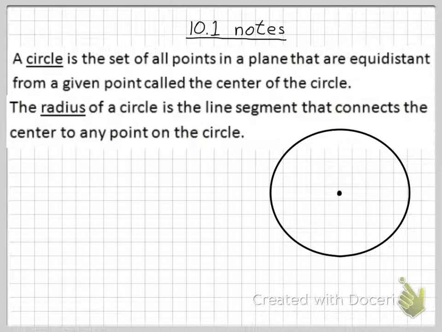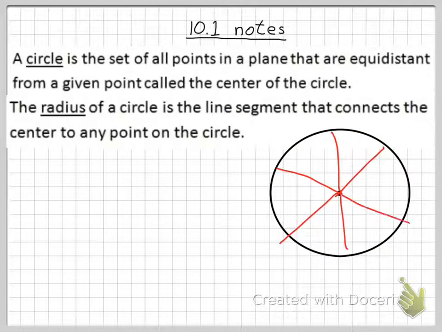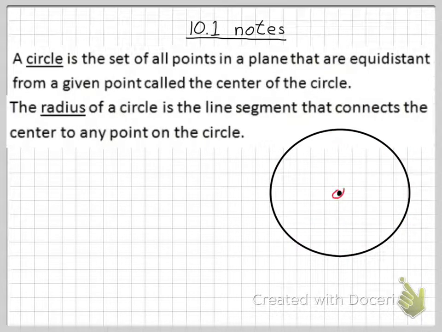The set of all points in a plane. A plane is like this piece of paper. It's the plane of this paper, and it's the set of all points that are equally distant. For example, if that's 12 inches, that's 12 inches, and so on. And so it's all the points in a plane that are equally distant from that point. And that's the definition of a circle.